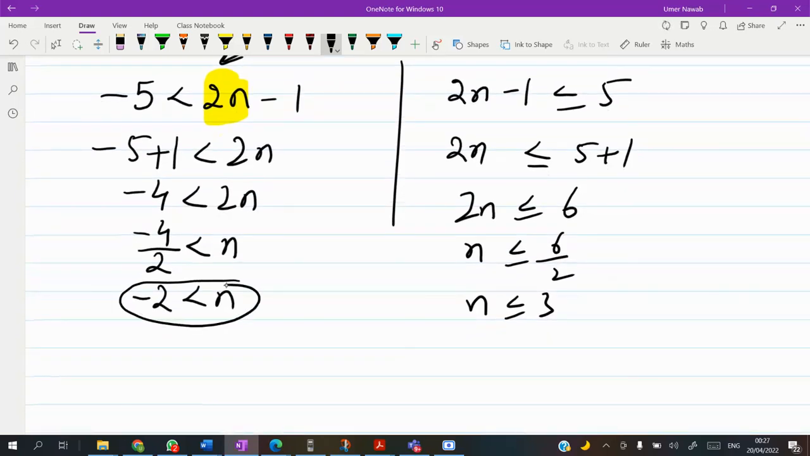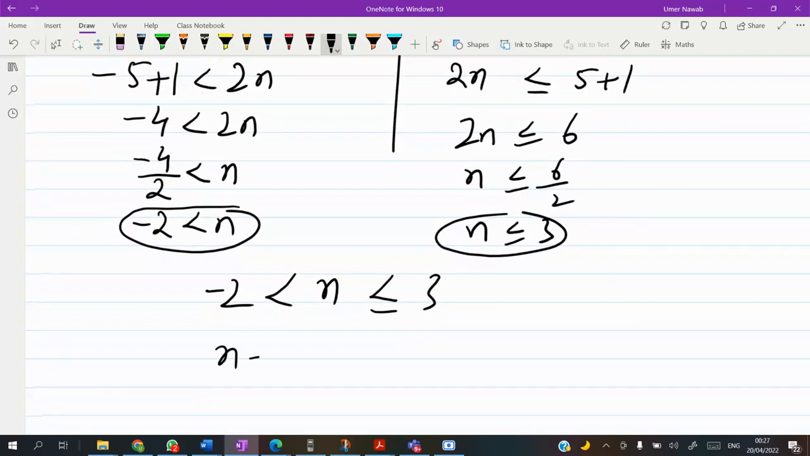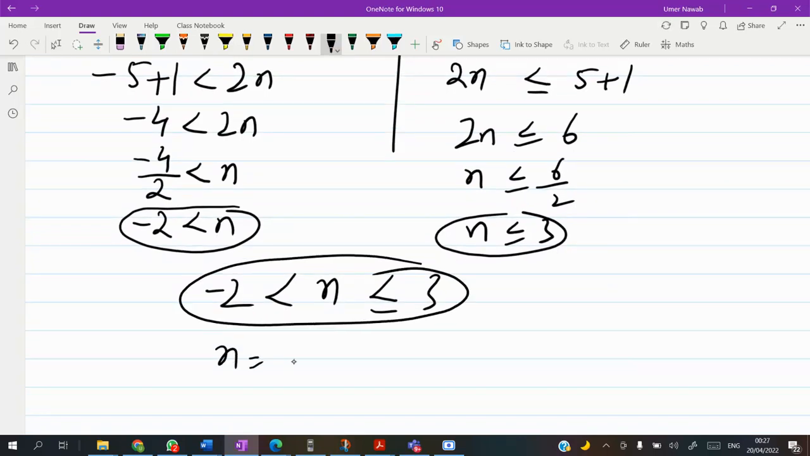Can we combine these two inequalities? So n is in between: greater than minus 2 and less than or equal to 3. What are the values of n which satisfy this inequality? That's minus 1, 0, and 1, 2, and 3.